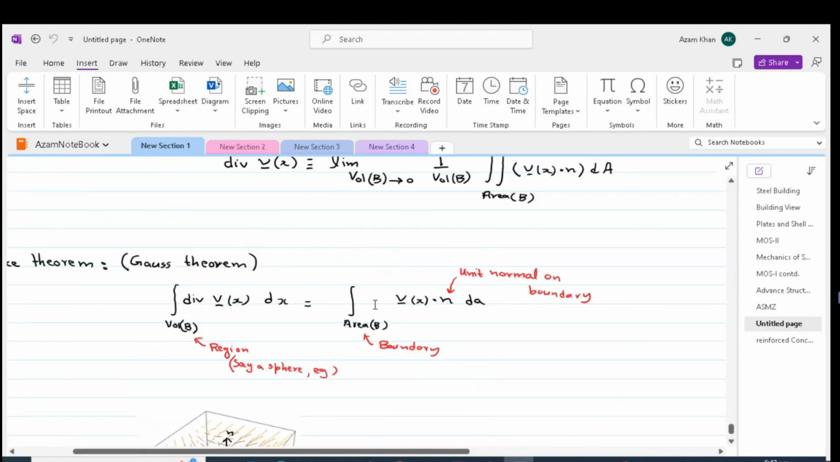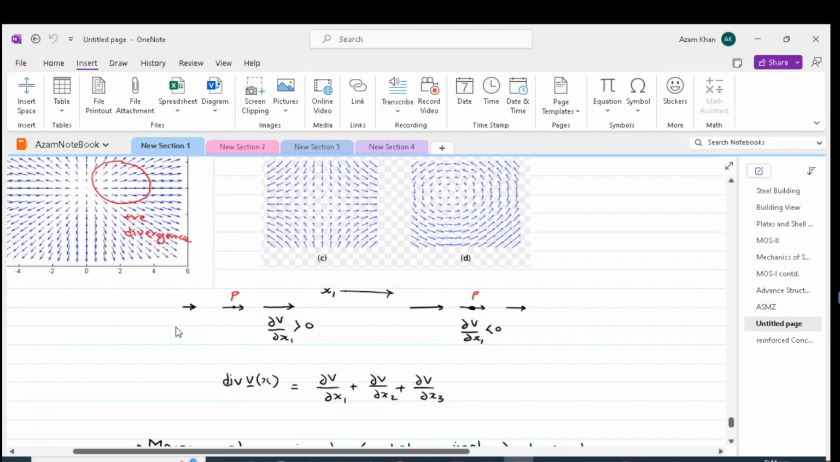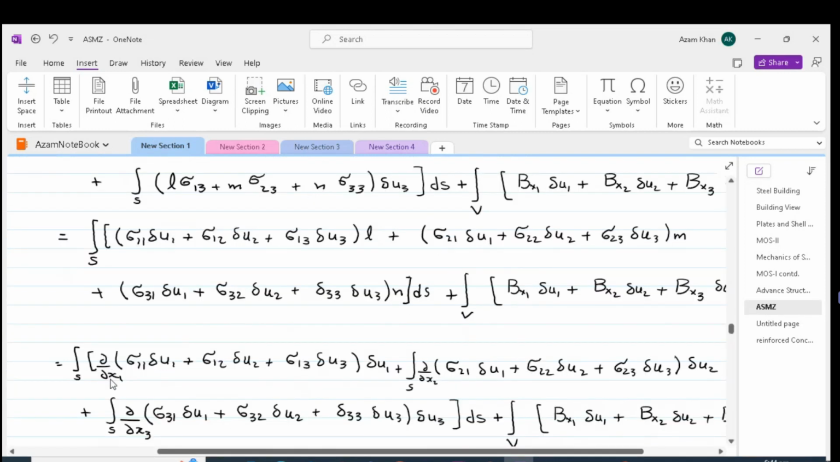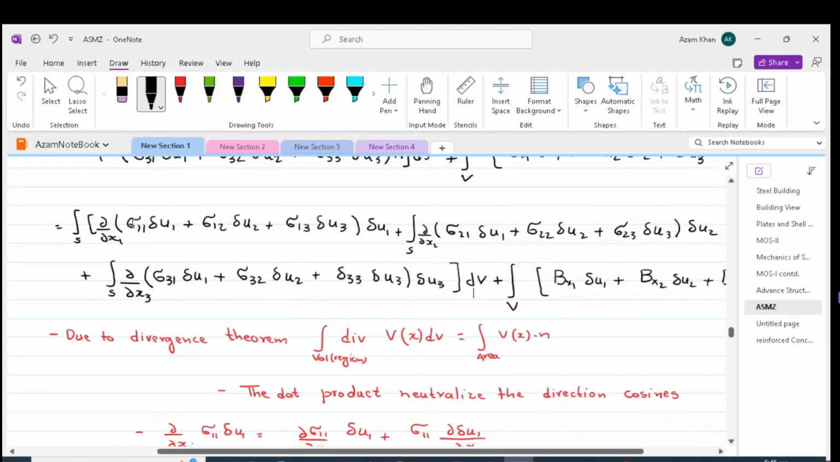So once we have these coefficients of the direction cosines arranged, now we can convert that into a volume integral by taking the divergence, remembering that divergence is equal to partial v by partial x1 plus partial v by partial x2 plus partial v by partial x3, where v is the vector field. So we take partial by partial x1 for this field, then partial by partial x2 for the m component, and partial by partial x3 for the n component. After this, we can add the two integrals.